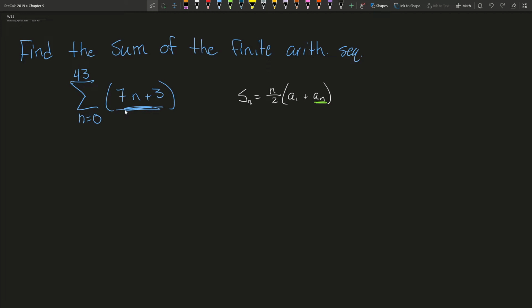The first thing we need to do is find the first term. In this case, our first term is actually the 0 term because that's where we're starting to sum. So we plug in 0 into all of this. We need to find a0, where a1 really just means the first thing that you're summing. It doesn't necessarily always mean when you plug in n equals 1. It means the first term. When we do that, we get 7 times 0 plus 3, which is just equal to 3. And then we need to find the nth term, so 7 times 43 plus 3. When you do that, you get 304.